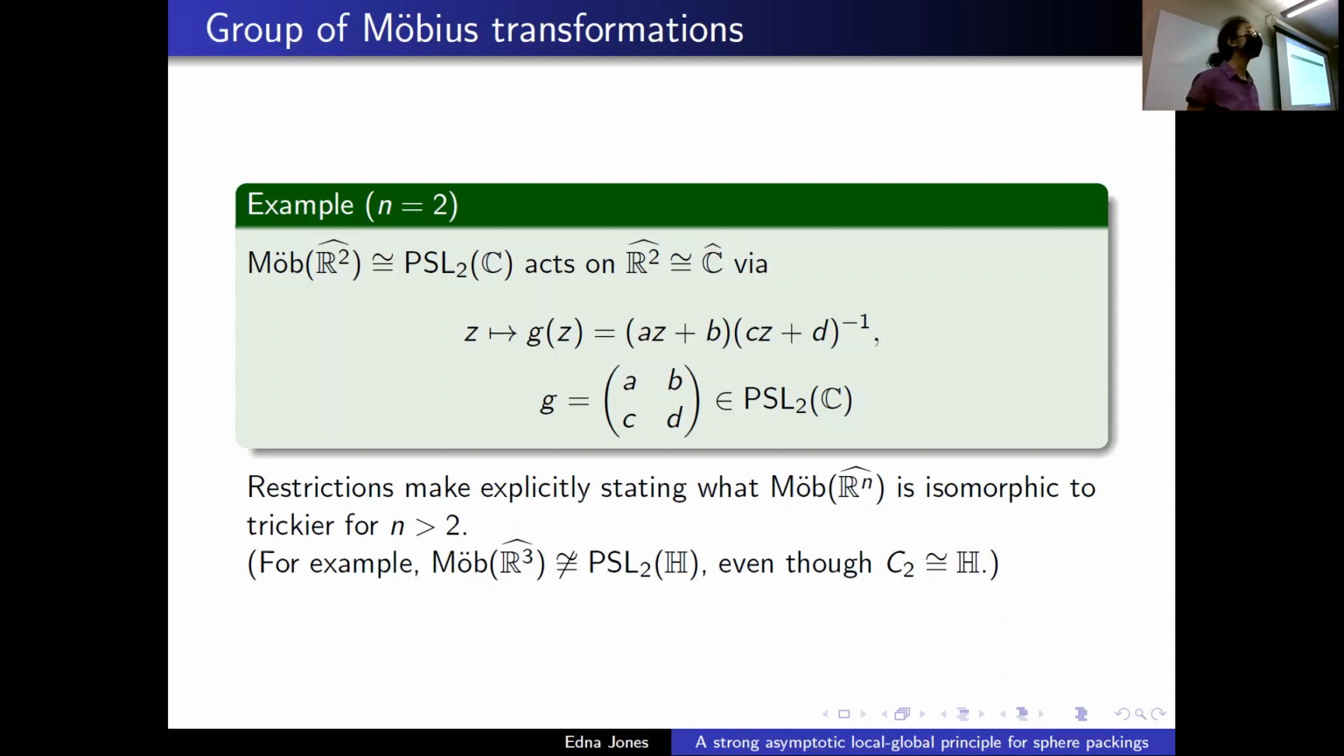What do you mean? So this is contained in. So the set of Mobius transformations for R3 hat is contained in PSL2 of the quadratic. Any other questions?